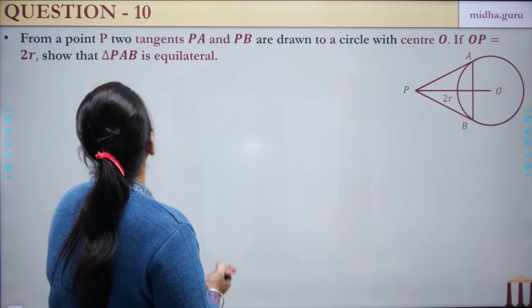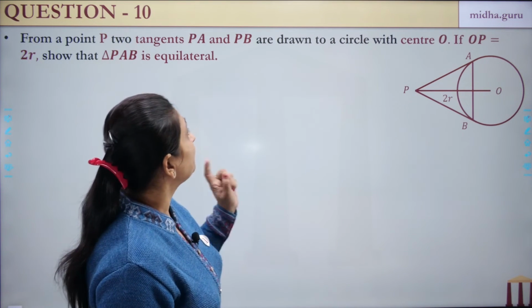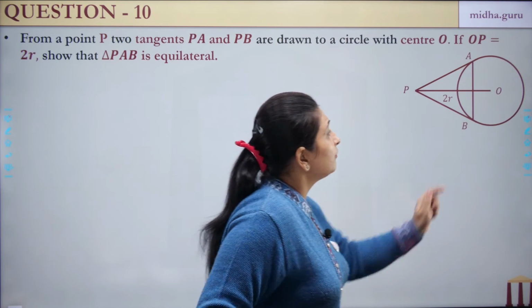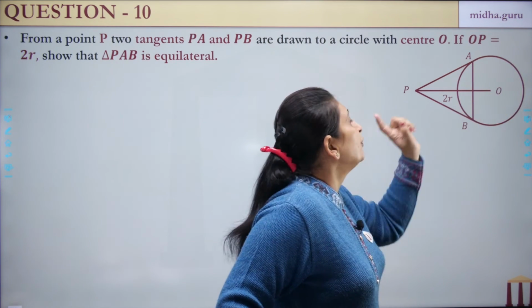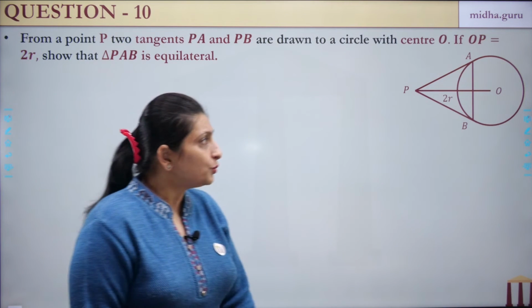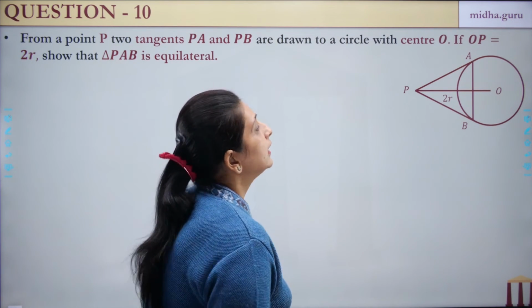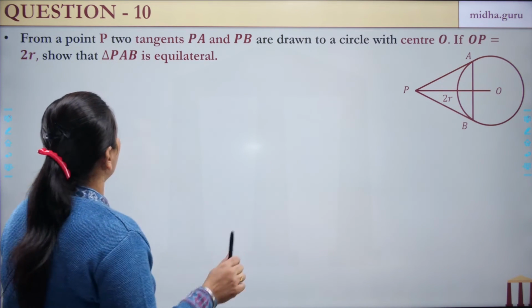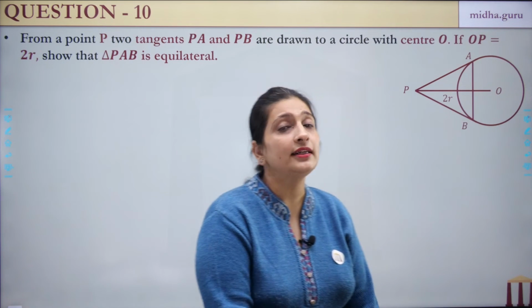This question is from a point P, two tangents PA and PB are drawn to a circle with center O. We have a circle with center O. We have an external point P. Two tangents are drawn from this point, which are PA and PB. The length of OP is given as 2R. We have to show that this triangle is an equilateral triangle.